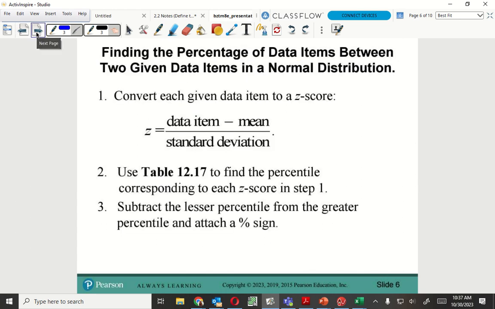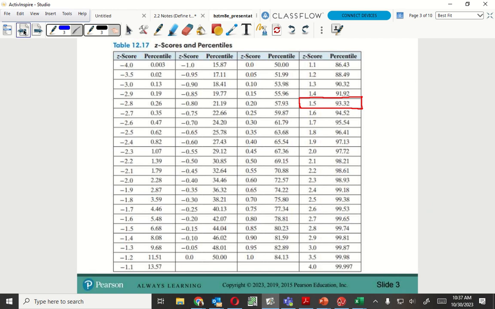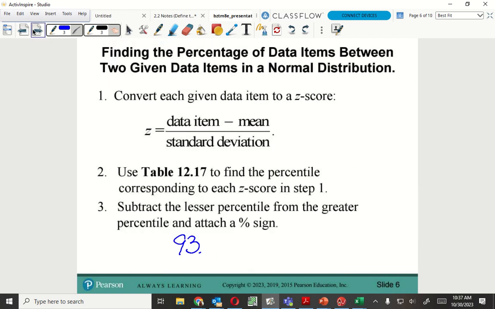So there it is right there. Convert the z-score, use the data table, find the percentile corresponding. So, what did we say, 93.32? Okay. Now, that's the people that are below, right? That's the percentage that is below.